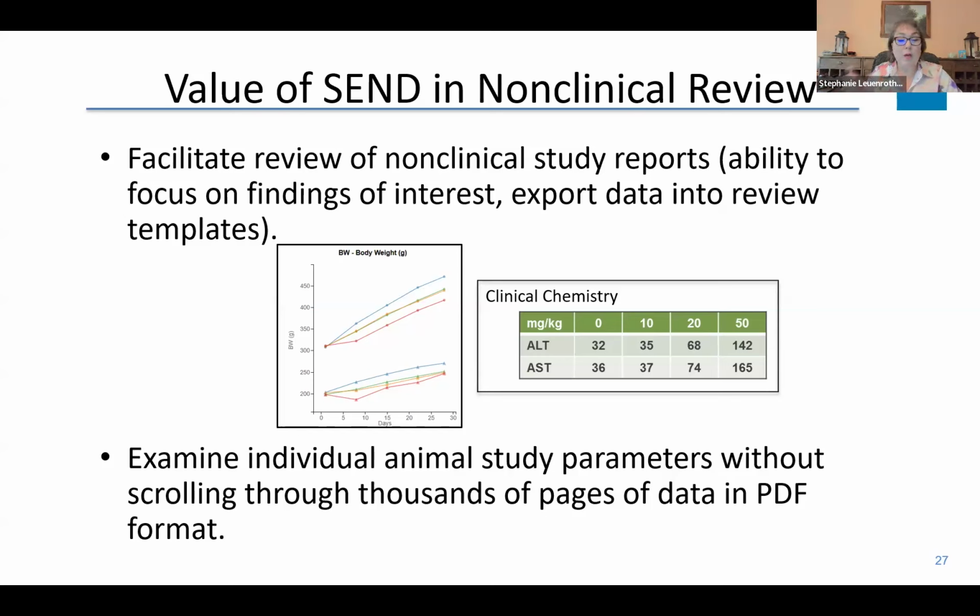What is going on with that animal? Well, having that information in SEND makes it really easy to be able to look at one individual animal and what's going on with that one. Is it an outlier? Is it a trend? What's going on? So that's another, really, it's been a game changer.